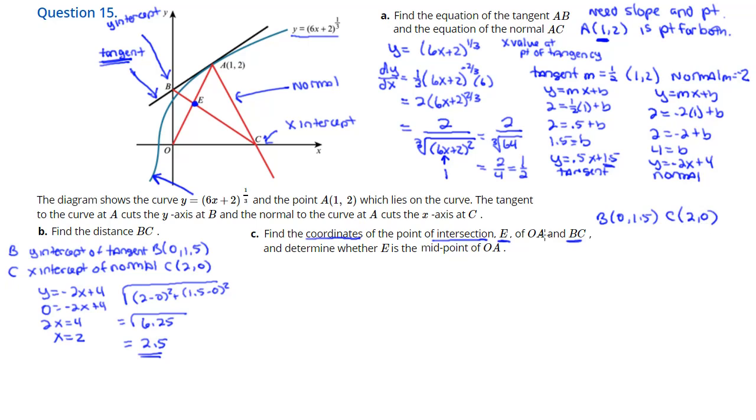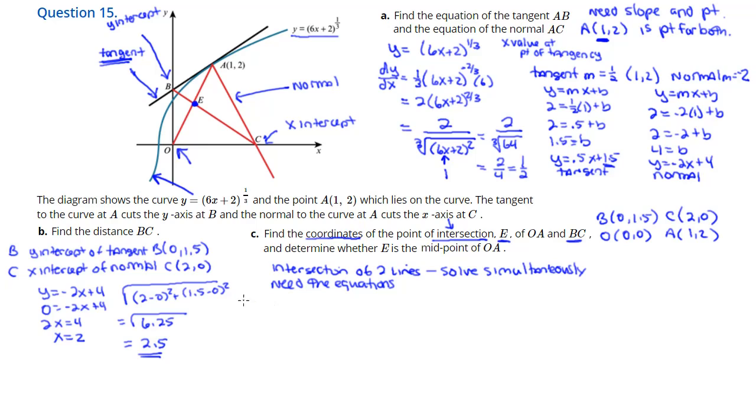Now for part C, we're going to find the coordinates of the intersection of OA and BC. Well, BC, we already know those points. O is pretty easy, that's the origin. A, we know that's (1, 2). So all we got to do is find the equations of these lines and then solve them simultaneously. This isn't too hard because you'll notice two of the points are y-intercepts. All we got to do is find the slopes. The slope for BC is going to be -3/4. And then the slope for OA is going to be 2.